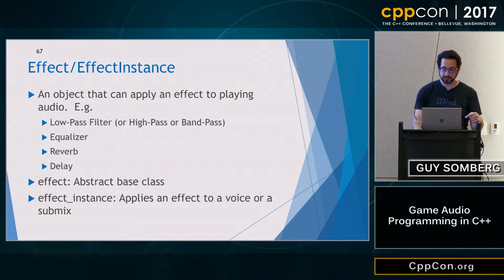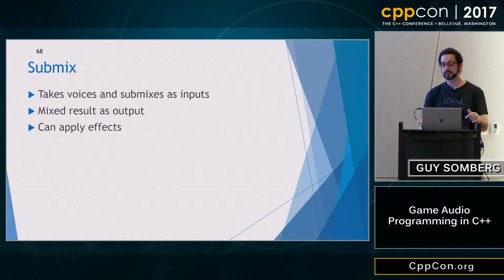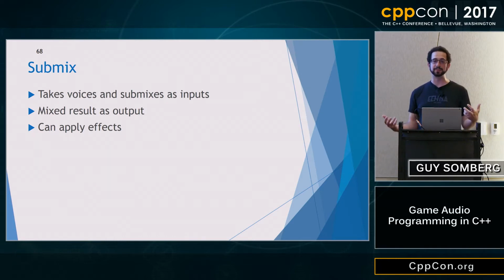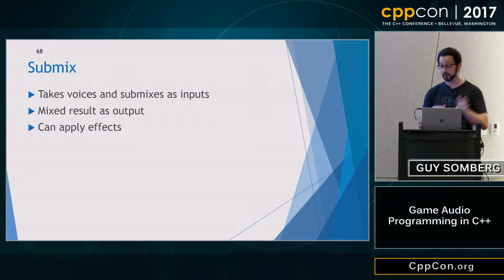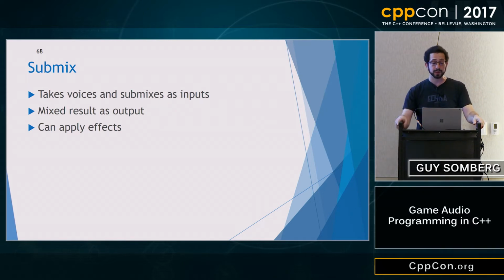The last interface is the submix, which takes both voices and submixes as inputs and then mixes them together. And then you can apply volume changes or any of those effects and filters, and then set it off to the next submix or out to the sound device. And this creates a graph that the audio thread has to resolve kind of at runtime. And so these submixes are very important for video games because they provide hooks for the sound designers to control the mix in a very fine-grained fashion.